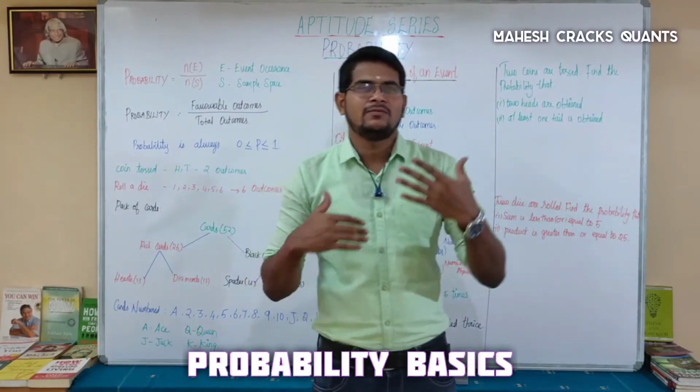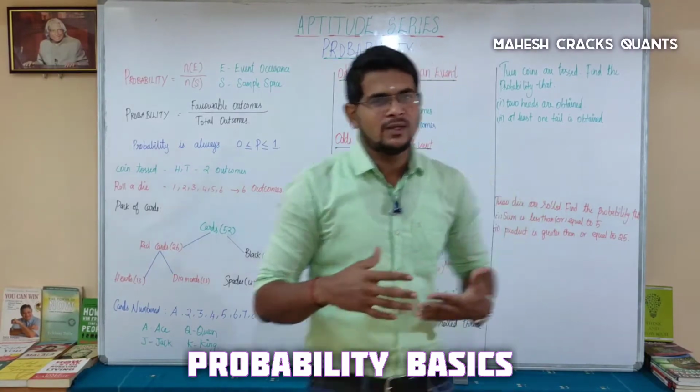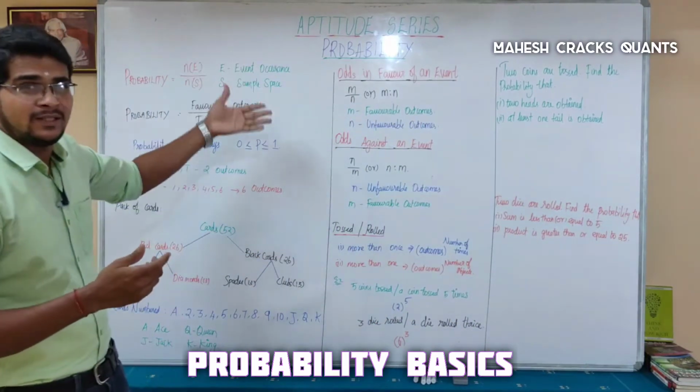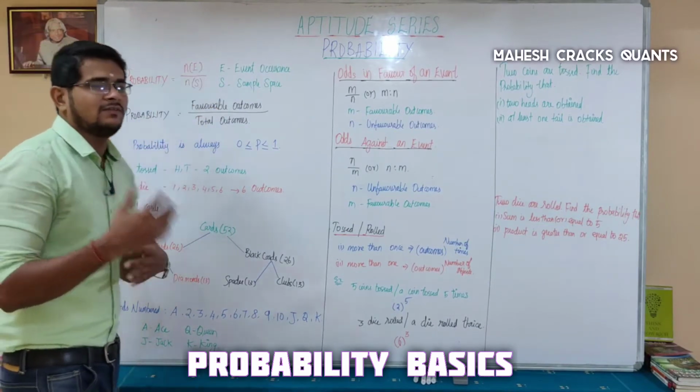Probability is nothing but favorable outcome divided by total outcomes. So there is a formula: number of event occurrences divided by number of sample space. So this is sample space and number of event occurrences.